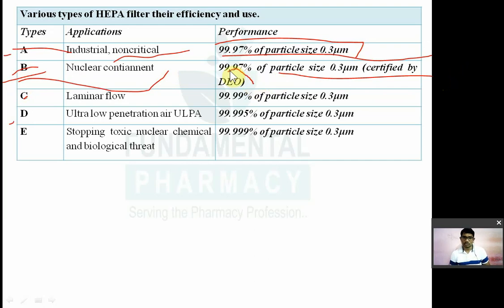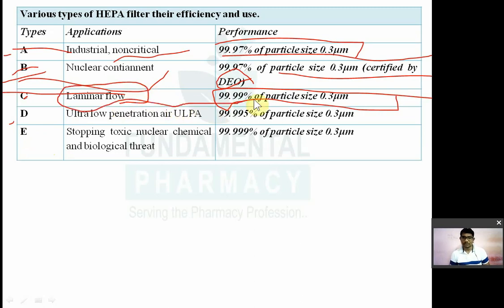Laminar flow. For laminar flow, which kind of HEPA filters are used? Those HEPA filters which have an efficiency of 99.99%, a question has come on this too. If laminar flow comes in the question, what kind of HEPA filters are used in the laminar flow unit? Those having efficiency of 99.99% of removing 0.3 micron particle size.